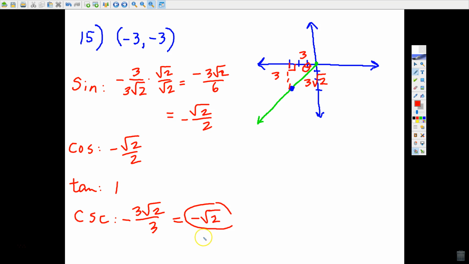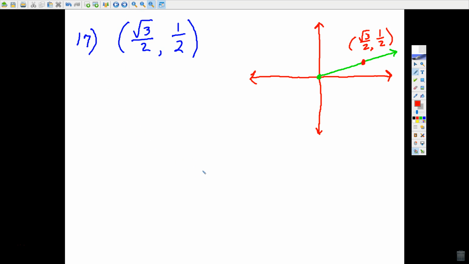Okay, what's the reciprocal or the inverse, Shelby, of cosine? And what is that called? The inverse of cosine? Secant. And you said it's negative root 2. And then obviously cotangent is going to be 1. Any questions so far? Think you got it?